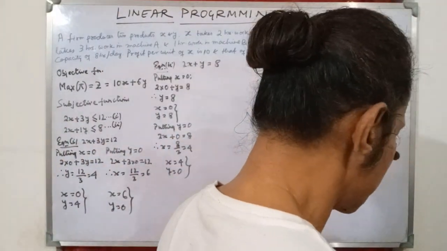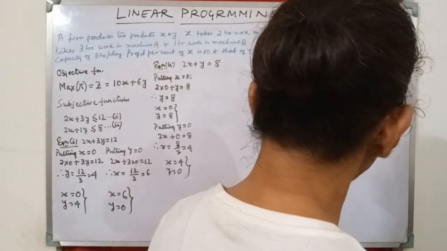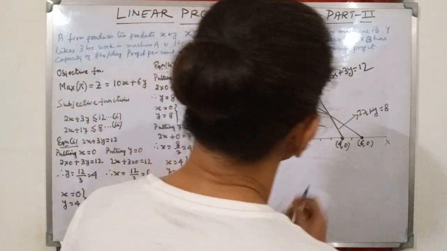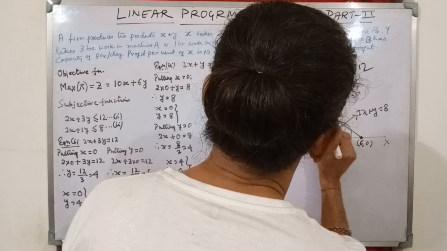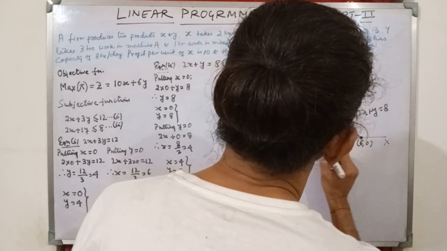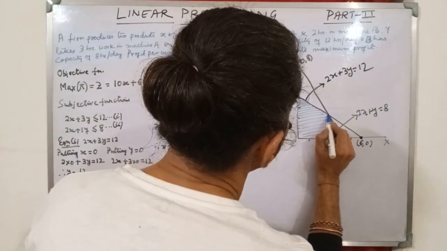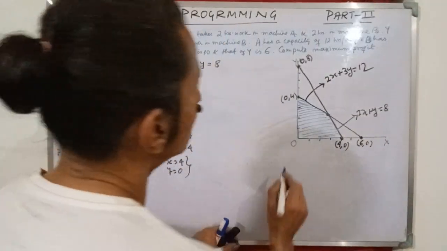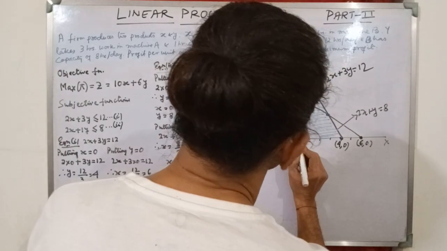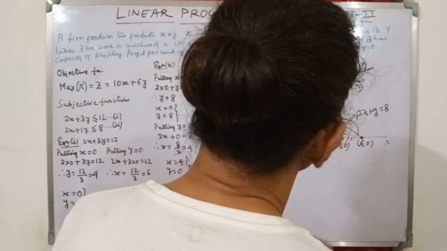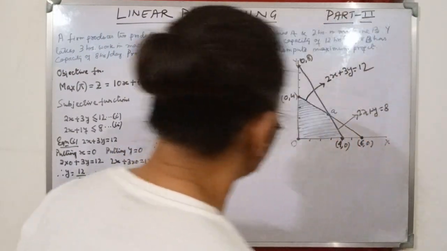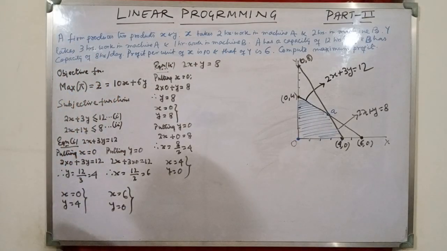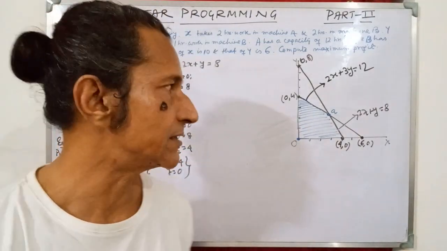Now we have found out the feasible solution space, that is the bounded area. This is the feasible solution space, and we have got 4 corners, 1, 2, 3 and 4. Let these 2 straight lines intersect at point A. So we have to find out the coordinates of A. How can we do that? We can do that by simply solving the linear constraints.